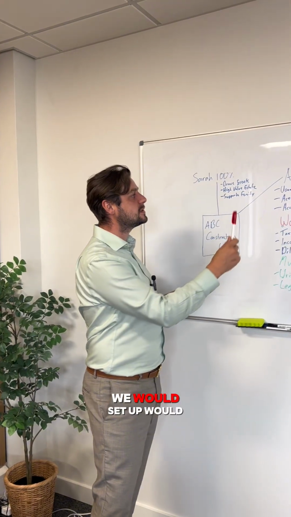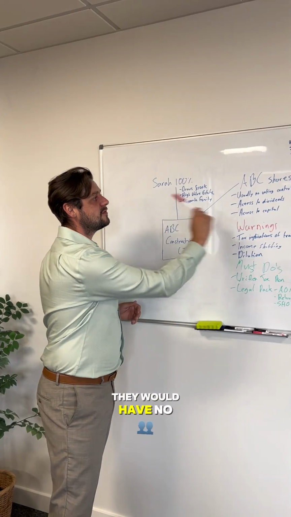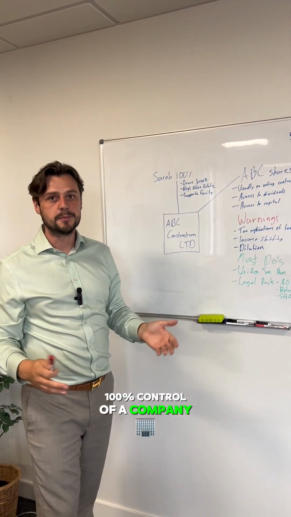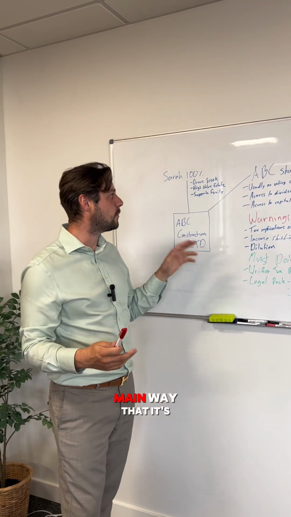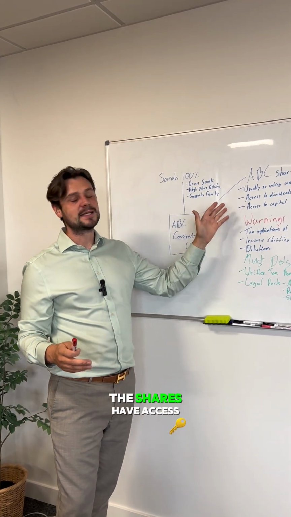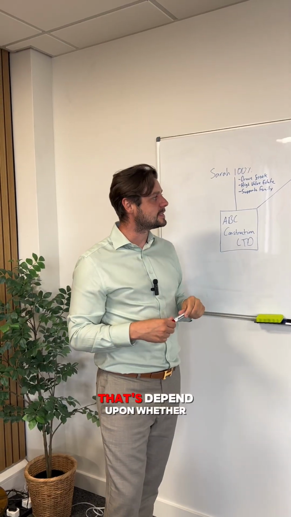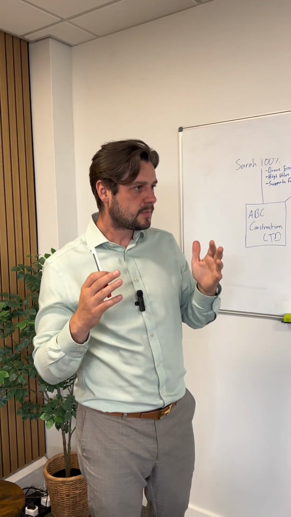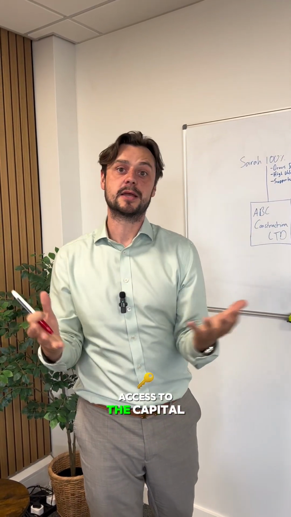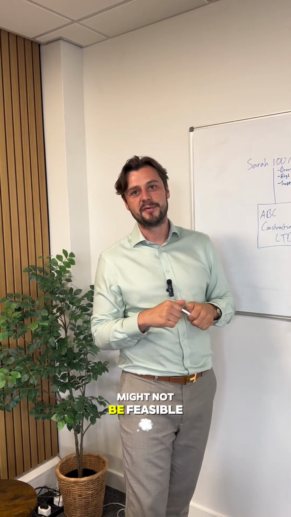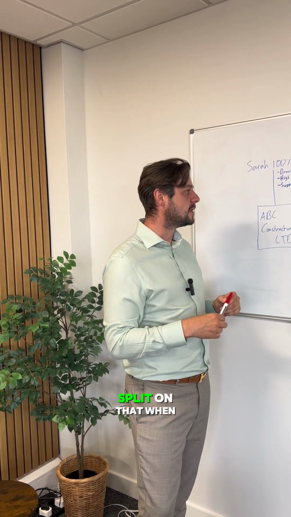The shares that we would set up could have no voting control, to stop Sarah losing 100% control of the company. That could be an option and a main way that it's set up. The shares have access to dividends and potentially access to capital. That's dependent upon whether you want them to have access to the capital and the value of the company at winding up, which in some cases might not be feasible. That's a 50-50 split.